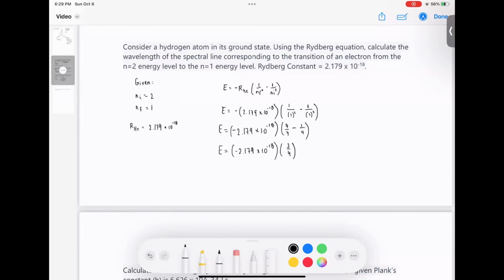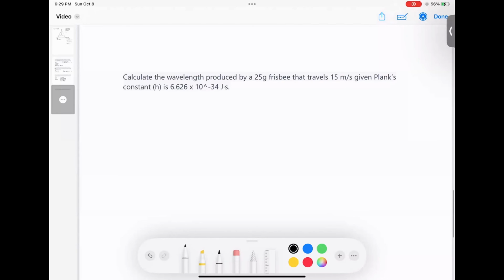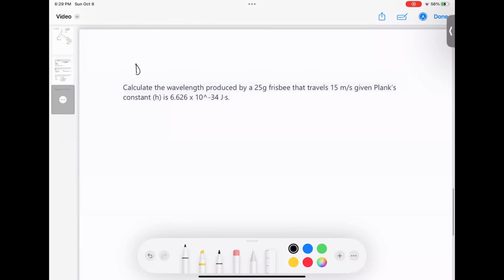All right, cool. Let's go to our last one. So this might be a little bit new. This is called the de Broglie wavelength equation. So I'll write that down up here. The de Broglie wavelength.